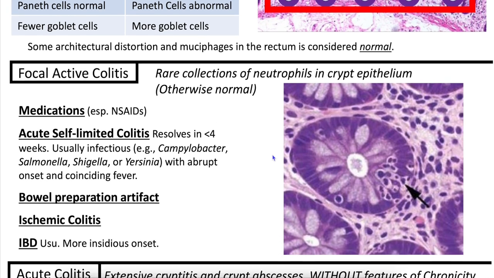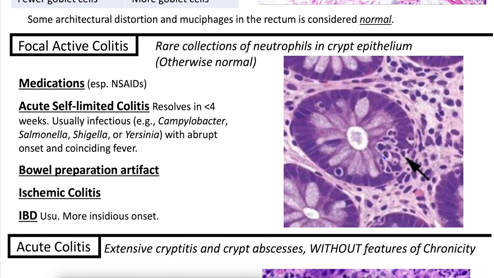Okay, what if you see focal active colitis, meaning you get these rare neutrophils in the crypt epithelium? NSAIDs and other medications. Acute self-limited colitis resolves in less than 4 weeks, usually infectious, like your Campylobacter, Salmonella, Shigella, Yersinia, with abrupt onset and coinciding fever. Bowel preparation artifact, ischemic colitis, and IBD.